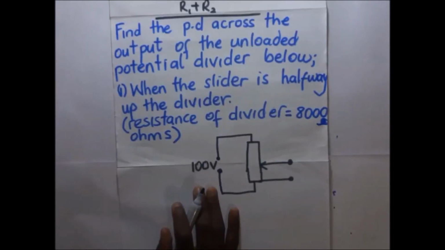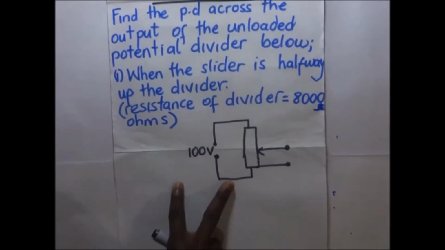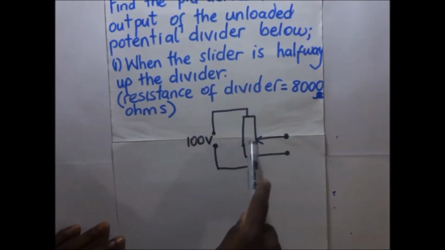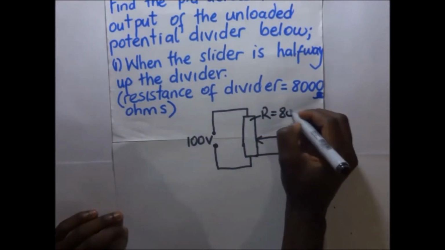Find the potential difference across the output of the unloaded potential divider below when the slider is halfway along the divider. So the resistance of the divider is 8,000 ohms. This is the divider, the potential divider, and the resistance of that thing is 8,000 ohms.